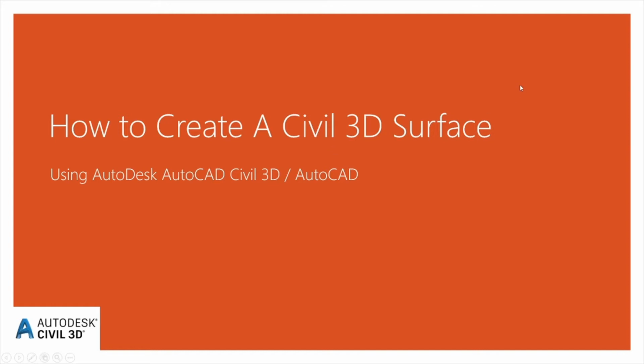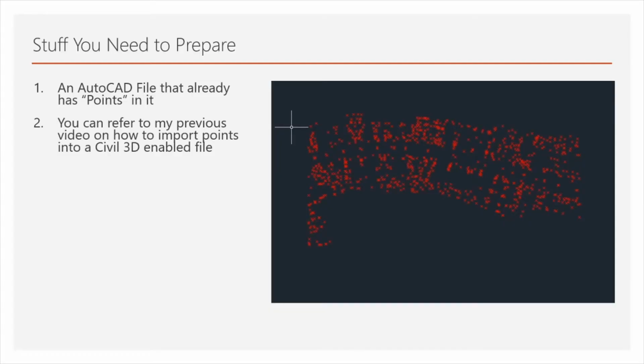Hello there. Today we'll be talking about how to create a Civil 3D surface using Autodesk AutoCAD Civil 3D. There are a few things that you need to prepare, basically an AutoCAD file that already has points in it.